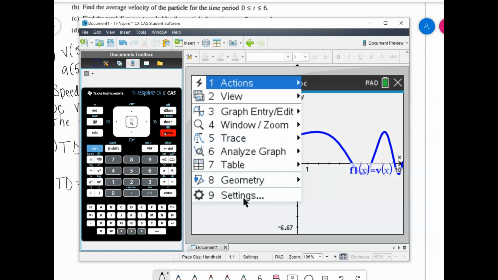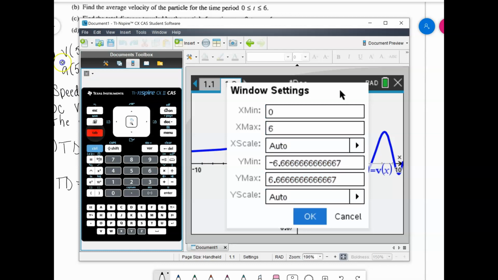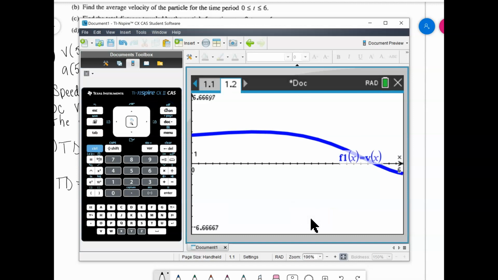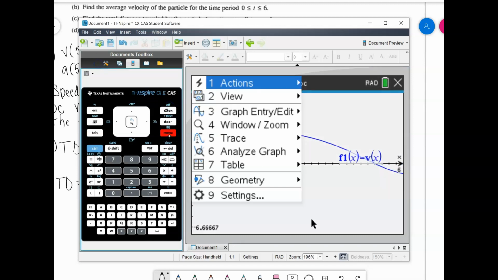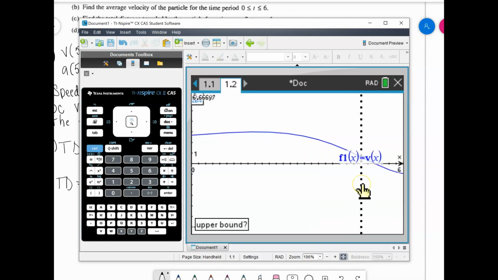All right, and again, menu, we're going to change our window to only go from 0 to 6 because that's the interval we're discussing. So you really don't want to look anywhere else because you might confuse yourself and give too many answers or whatever the case may be. So I'm going to analyze, find the 0 there, because it's going from above the x-axis to below the x-axis. So that's the time that velocity changes sign, which means that's where the particle changes direction.